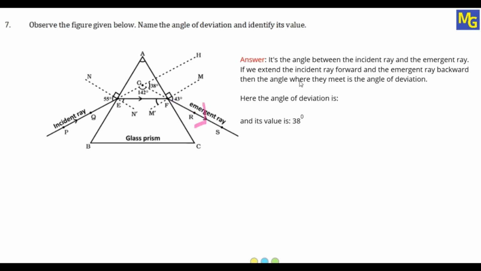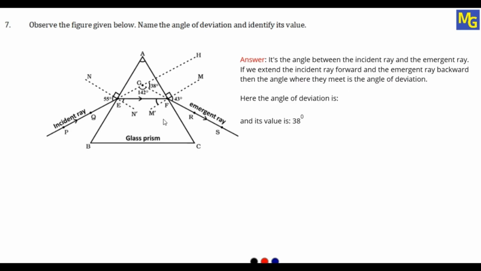So now it is the angle between the incident ray and the emergent ray. If we extend the incident ray forward, so this is the incident ray, till here it is. Now we are going to extend it. So dotted line, this you can see, it is called extension of incident ray forward, and the emergent ray backward. So this is the emergent ray here, and if you extend it backward like this, you can see this dotted line. Then the angle where they meet is called angle of deviation. I hope you are understanding.